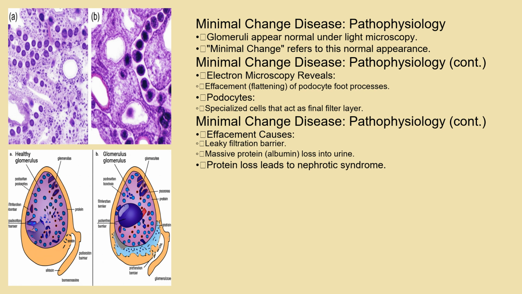Now let's delve into the pathophysiology, or how this disease actually works. In minimal change disease, the kidney's glomeruli, which are responsible for filtering blood, appear almost entirely normal under a standard microscope. Hence the name, minimal change. However, electron microscopy reveals a crucial abnormality: effacement, or flattening, of the podocyte foot processes. Podocytes are specialized cells that act like a final filter layer in the glomerulus. When these foot processes are flattened, the filtration barrier becomes leaky, allowing large amounts of protein, particularly albumin, to escape into the urine. This massive protein loss leads to the hallmark symptoms of nephrotic syndrome.